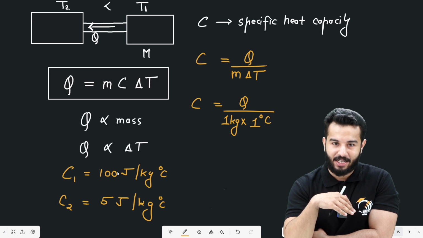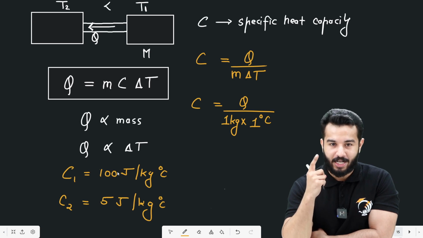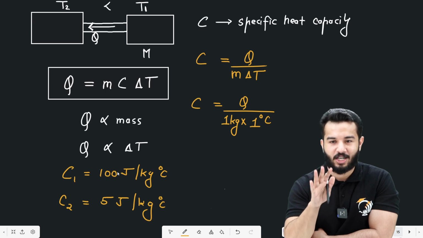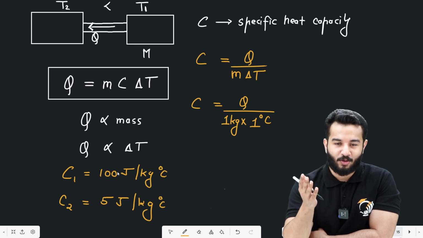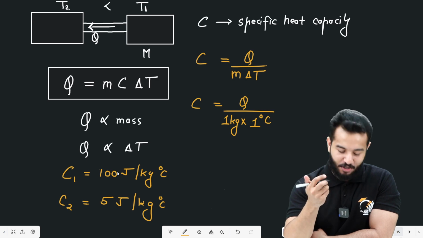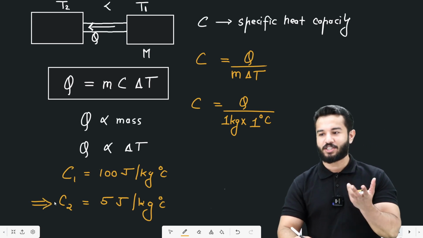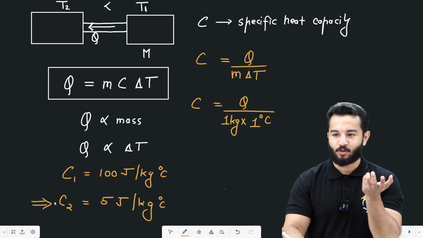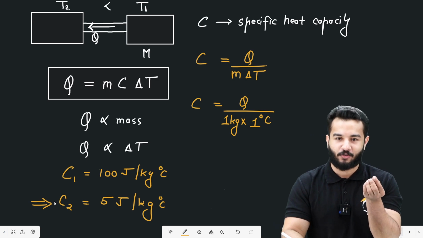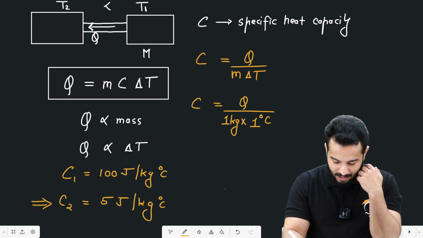And for the second material, if you take 1 kg of the material, you will just require 5 joules of energy. So in terms of energy efficiency, the second one is actually a better material. If you really want to change the temperature very quickly using a very small amount of energy, material 2 is actually quite good, right? So that's how we actually use it.